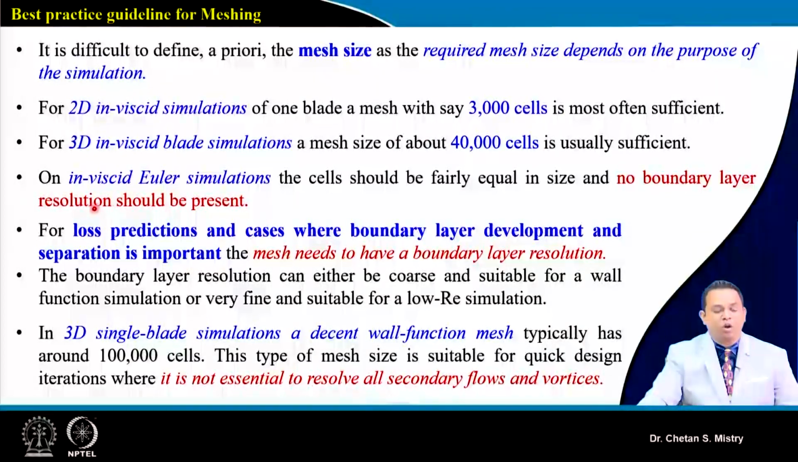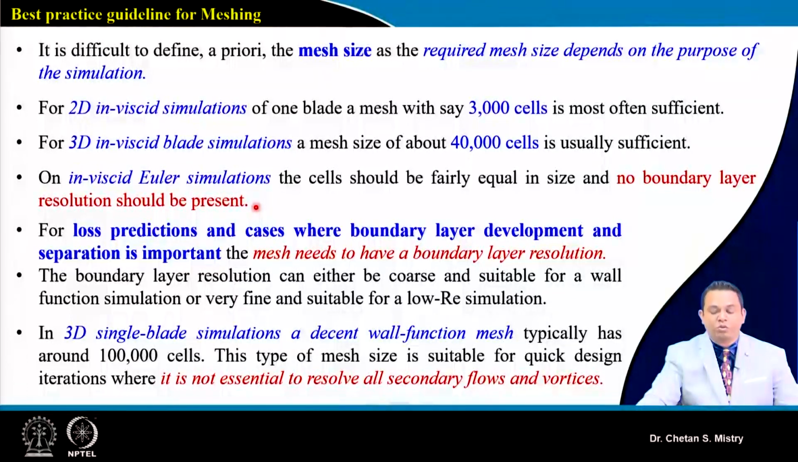Now for an inviscid Euler simulation, the mesh should be fairly equal in size and no boundary layer resolution is required. We are not interested in, and it will not give you, details of what is happening on the surface of the blade, both on the suction surface as well as the pressure surface. That is the reason we are not bothering to have more elements in that particular region.